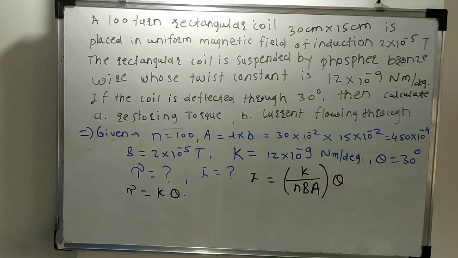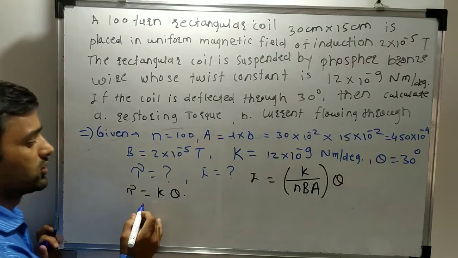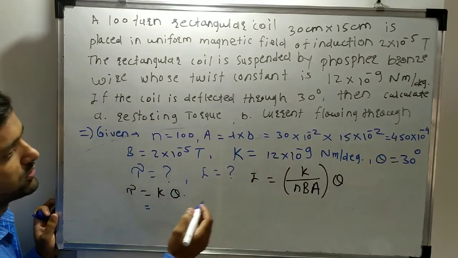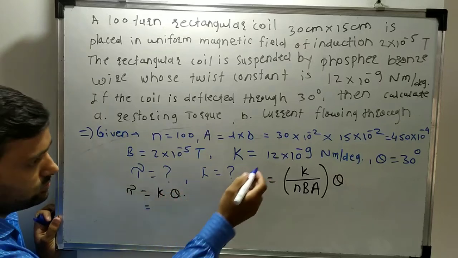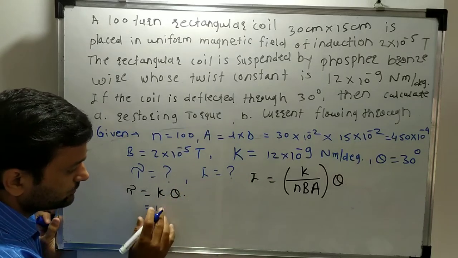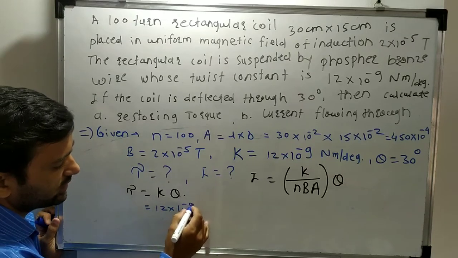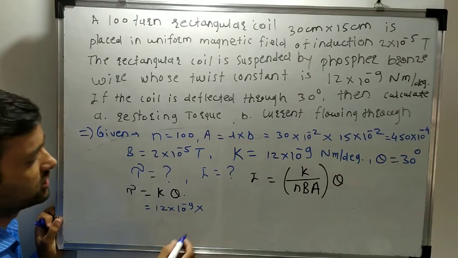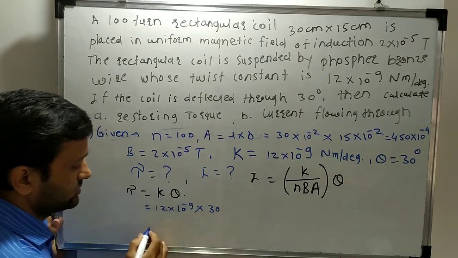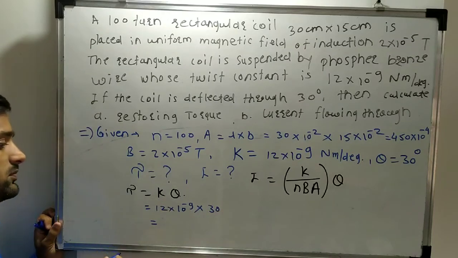Now put the values, what will happen? So the restoring torque is given by, what is the value of the torque? K, 12 into 10 raised to minus 9 into what is the theta? 30 degree. So what will happen?